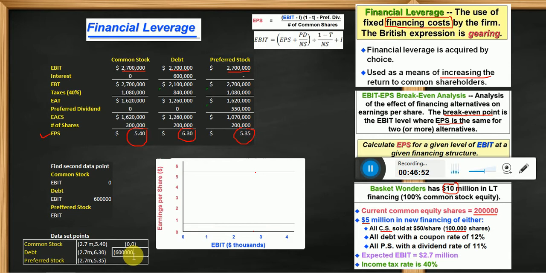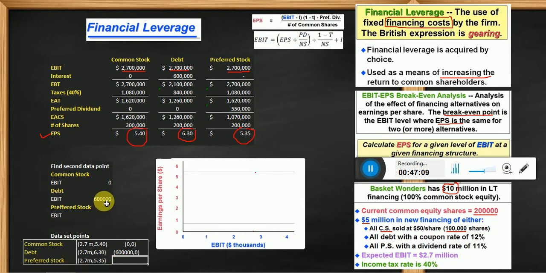$600,000, then the earning per share will be how much here? Another data set point we have, that is 0. Okay, now we come into the third, preferred stock.